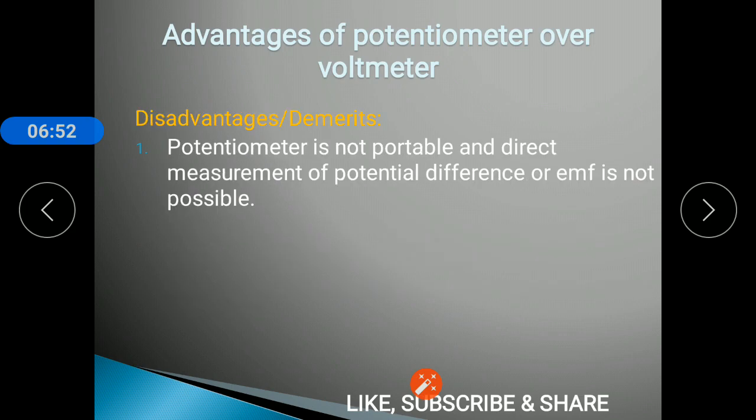What are the disadvantages? The potentiometer is not portable, because the potentiometer we use experimentally in the laboratory is a wooden board. That wooden board we cannot move or take everywhere. So it is not portable. And direct measurement of potential difference or EMF is not possible, because the length is measured or observed by using the scale given on the wooden board. So that measurement cannot be done directly. These are the advantages and disadvantages of the laboratory potentiometer wooden board.